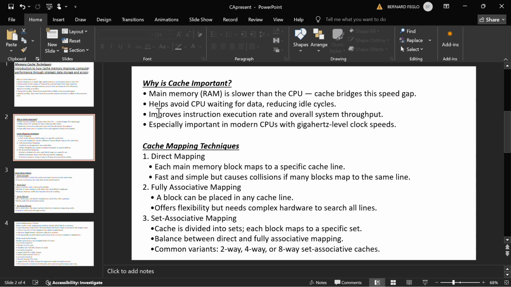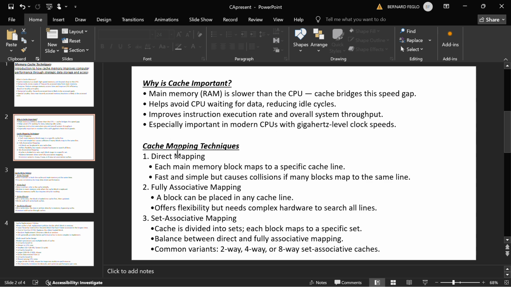And then secondly, it helps the CPU by reducing waiting for data and idle cycles. It simply means the CPU must not have to pause and wait for slower memory. And then thirdly, it improves instruction execution rate and overall system throughput. And lastly, it's especially used in modern CPUs with gigahertz level clock speeds.